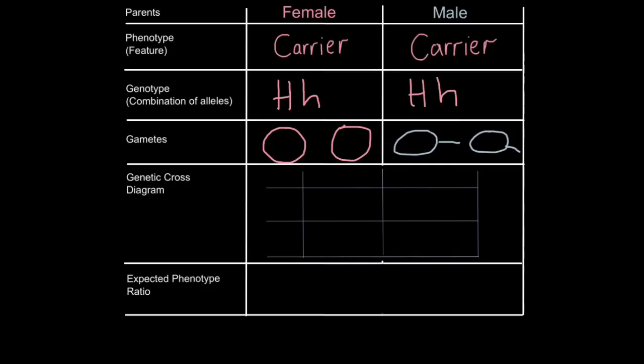That means each produces 2 different types of gametes, 1 with a dominant allele, 1 with a recessive one. So now let's play the cross forward. So let's see what a genetic cross diagram gets us.